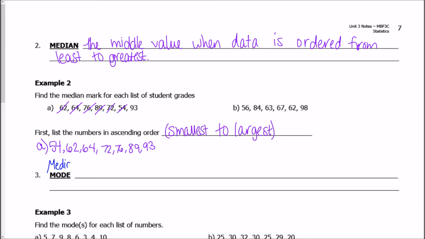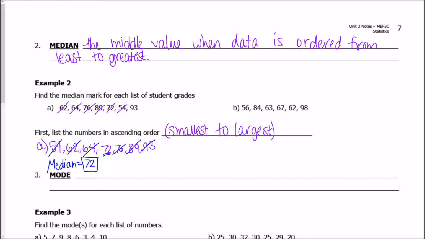Okay, so what I'm going to do is I'm just going to cross off the first number with the last number. That gets me closer to the middle number. The second number with the second to last number, and I'm just going to keep going. So that leaves me with 72 as my middle number. So my median is going to be 72.